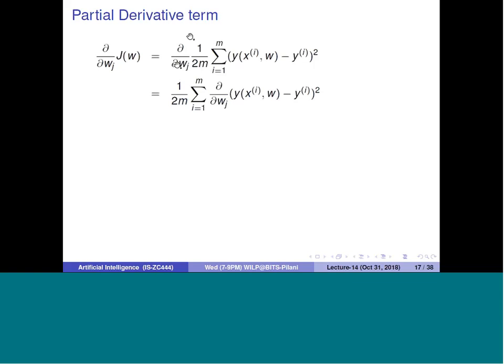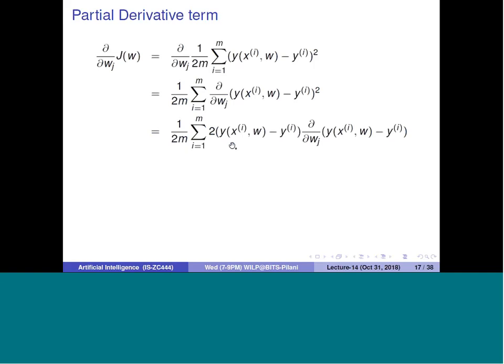So this partial derivative term would go inside, because it's a summation, and the partial derivative is going to be applied on the individual items, and then it is a square term, the 2 would come out, and then the 2 power reduces.